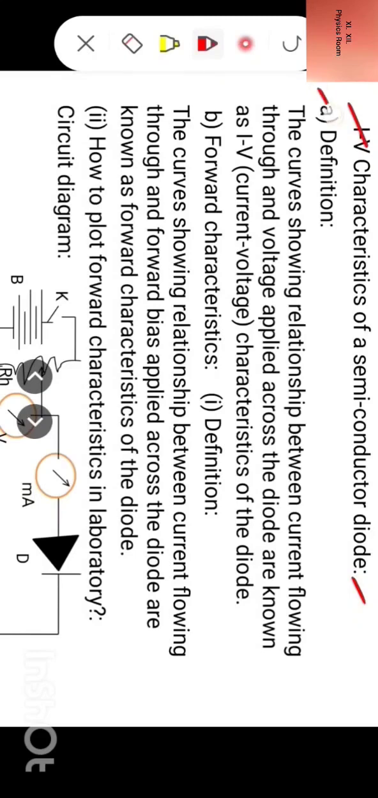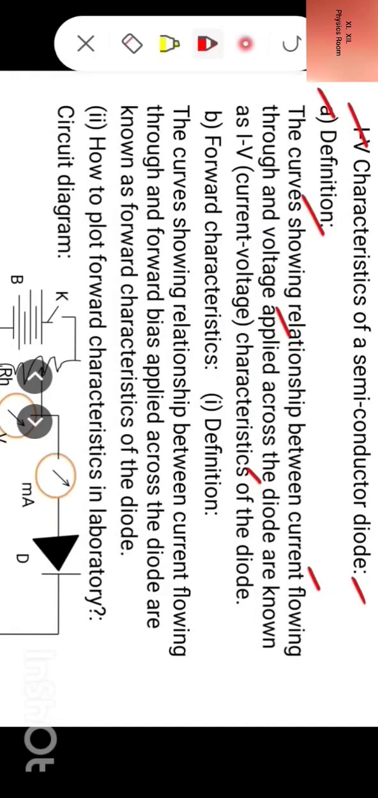So what is the definition of IV characteristics? Let us define. The curves showing relationship between current flowing through the diode and voltage applied across the diode are known as IV characteristics of the diode, or current voltage characteristics of the diode. I repeat the definition: the curves showing relationship between current flowing through and voltage applied across the diode are known as IV characteristics of the diode.